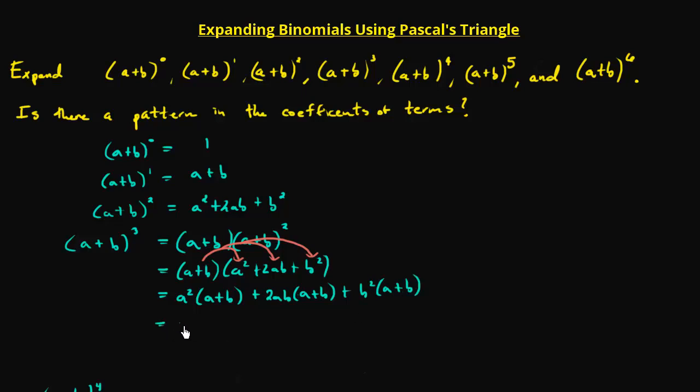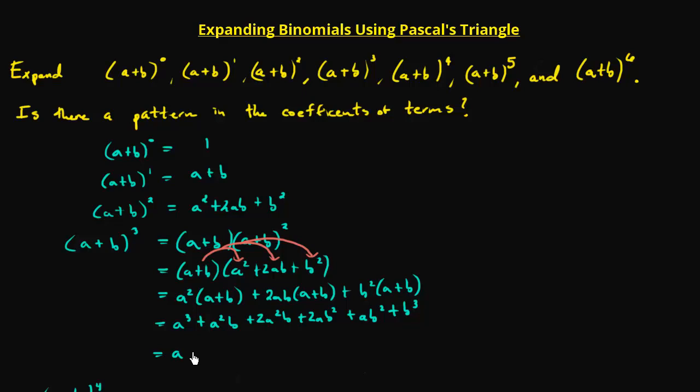And if I expand each of these, I get a cubed. Let me rewrite that here. So I would get a cubed + a squared b + 2a squared b + 2ab squared + ab squared + b to the power of 3. So let's think about what this simplifies to.